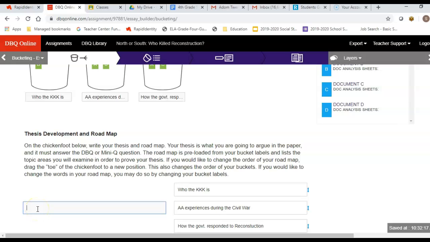So here's your thesis. In this particular area, you're going to answer the question, who killed Reconstruction? Well, in my opinion, the KKK killed Reconstruction.